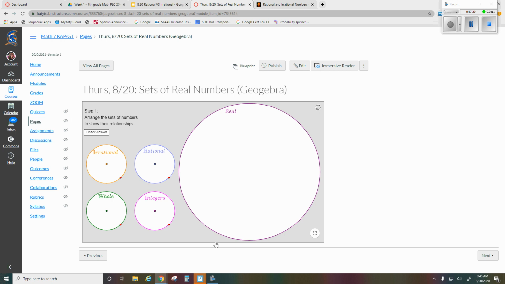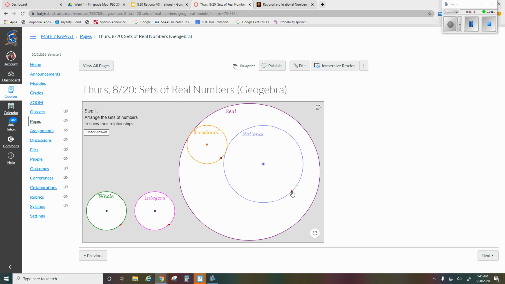So on your sheet of paper, go ahead and draw a large circle with the word real. These are all real numbers. So we're going to include all of these in here, right? And so in the video, we learned, how can we place these? Are irrational and rational the same? No, they're not. So a rational number is not an irrational number. They do not overlap, but they are both real numbers. Okay, and I'm going to make our rational number larger.